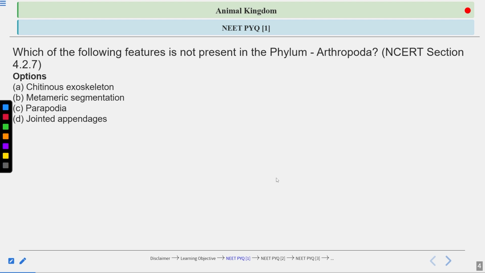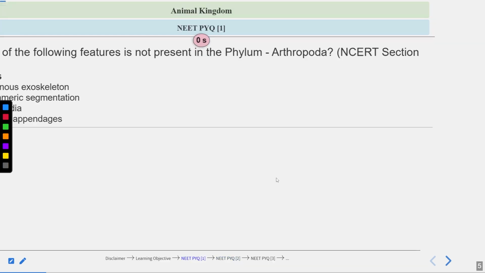Which of the following feature is not present in the phylum Arthropoda? That is what you have to tell: chitinous exoskeleton, metameric segmentation, parapodia, jointed appendages. You can solve the question in the given time and then we can check out the correct answer. Okay, so let us see the correct answer.